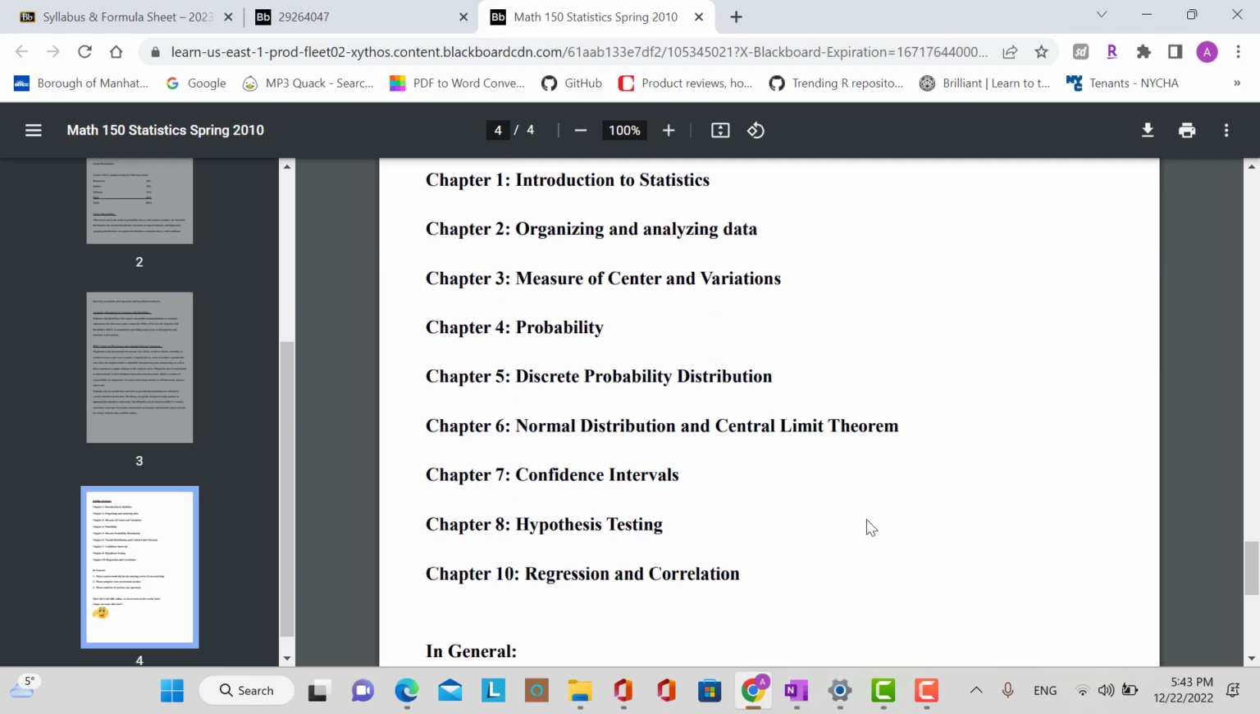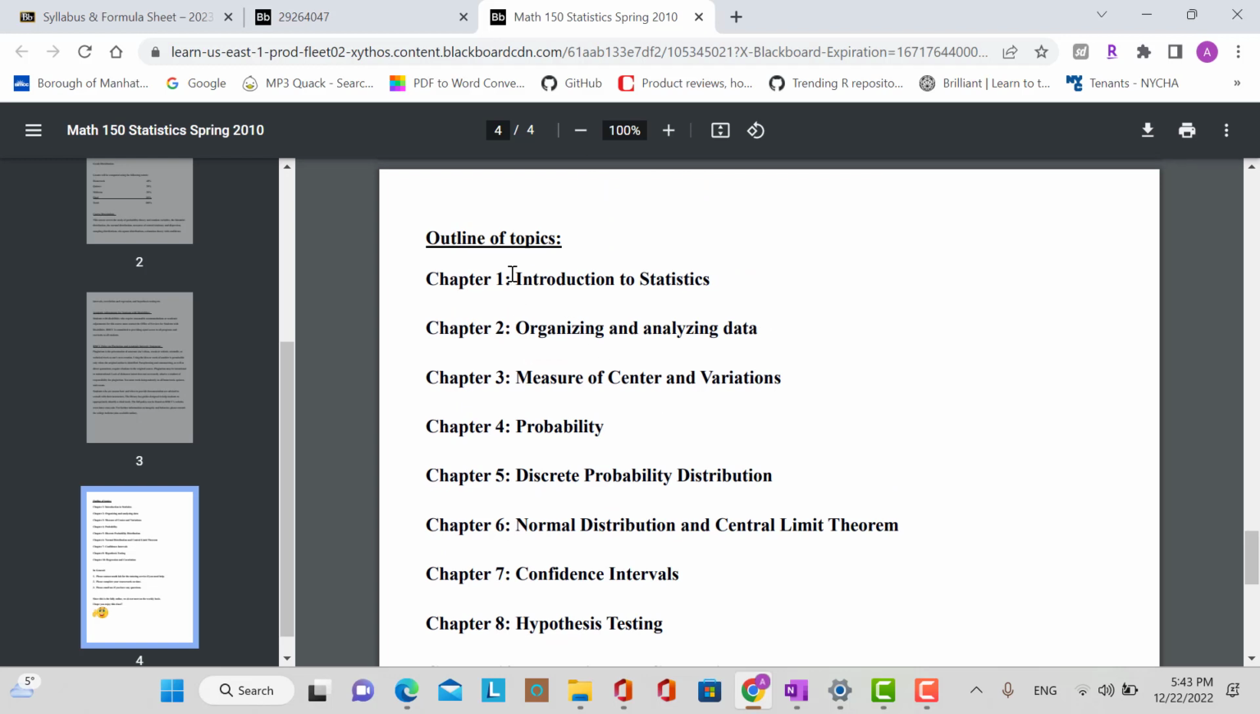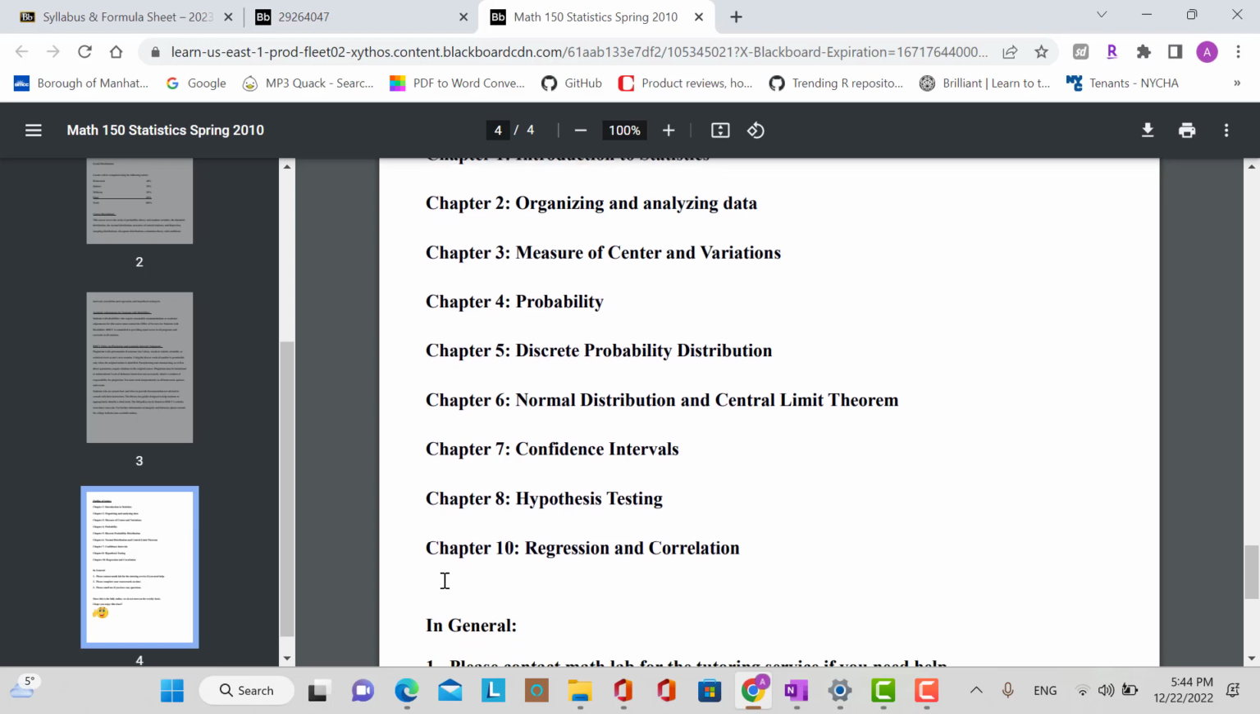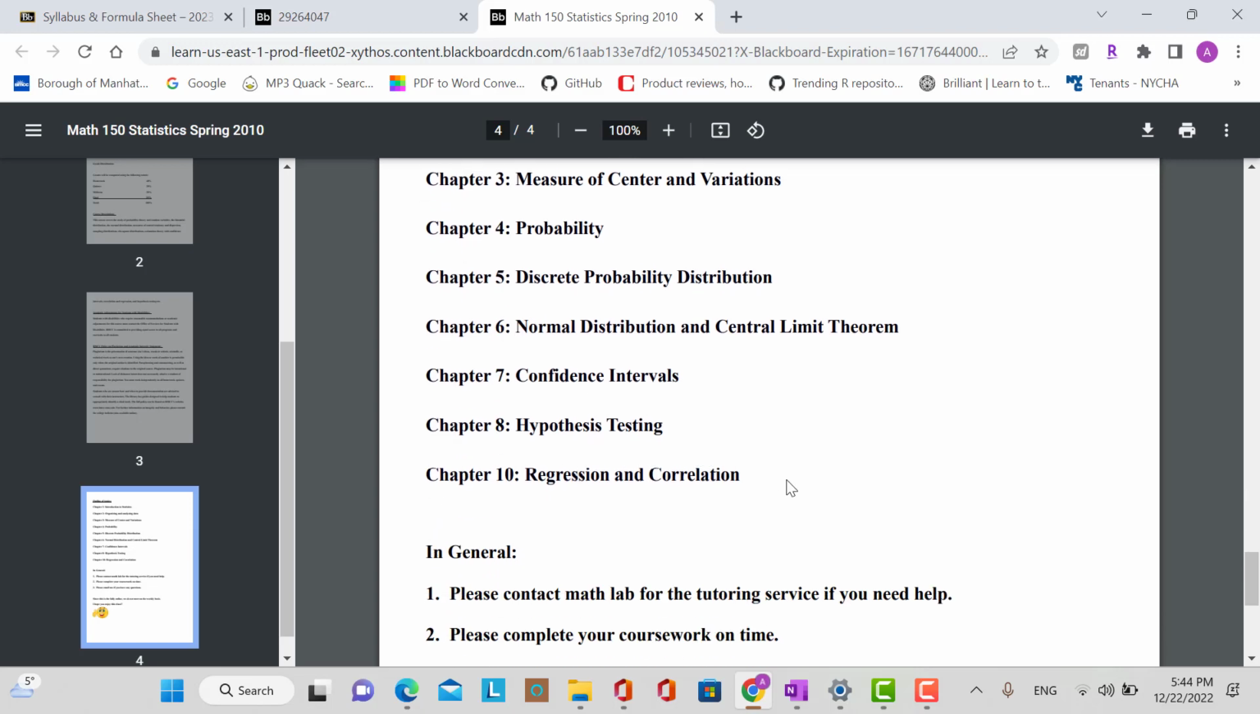Okay, and the other topics: we're gonna cover 9 chapters: chapter 1, 2, 3, 4, 5, 6, 7, 8, and 10. The major topics are also listed here. Chapter 1, introduction to statistics; chapter 2, organizing and analyzing data; chapter 3, measures of center and variation; chapter 4, probability; chapter 5, discrete probability distributions; chapter 6, normal distribution and central limit theorem; chapter 7, confidence intervals; chapter 8, hypothesis testing; and the last chapter, chapter 10, regression and correlation.